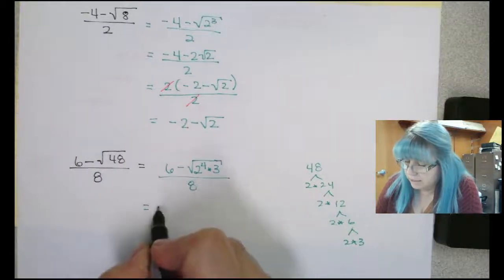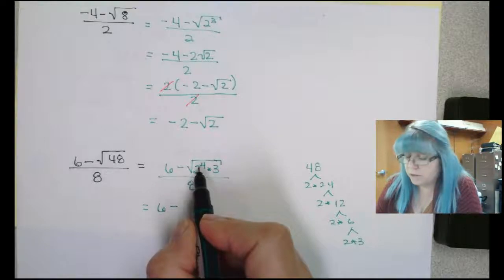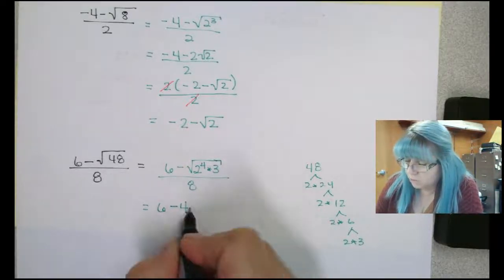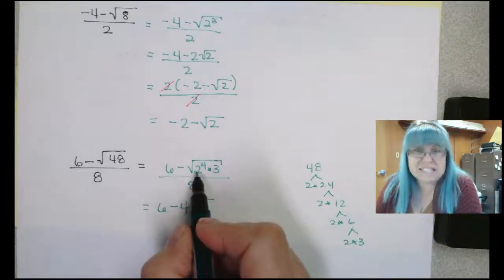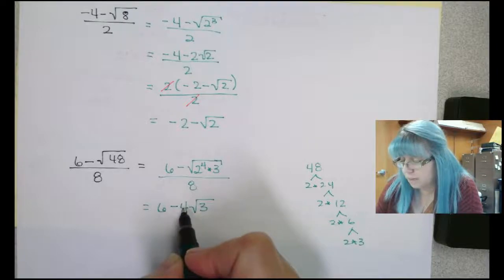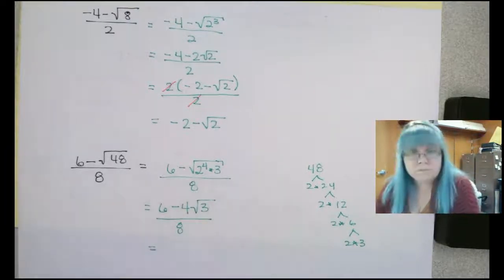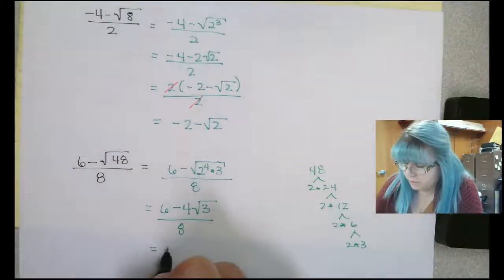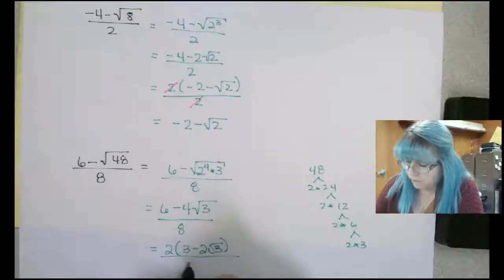Well, let's see. 6 minus, well, 2 to the 4th. 2 2's are going to pop out, so 2 times 2 is a 4. You can also think of it as, what's the square root of 16? Well, the square root of 16 is 4, and that comes out, all over 8. Now we need to factor the numerator. 2 times 3 minus 2 square roots of 3 all over 8.